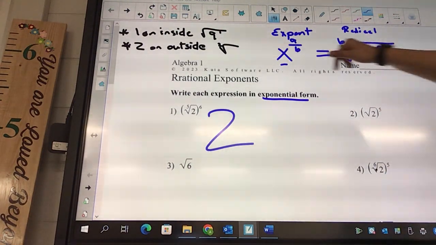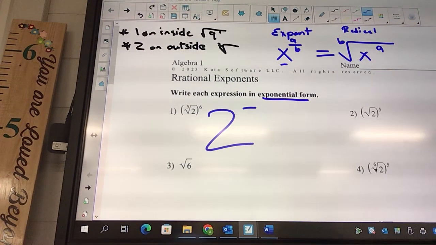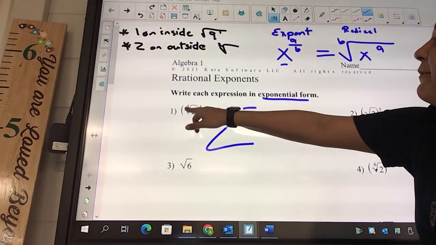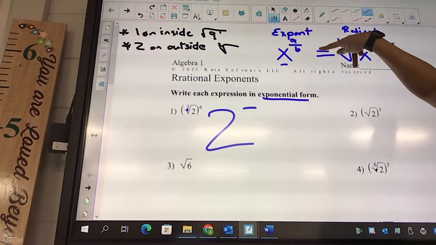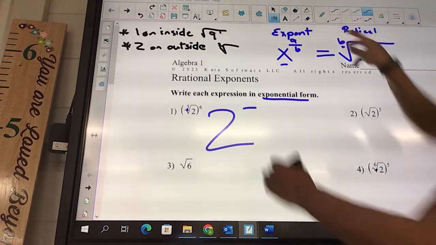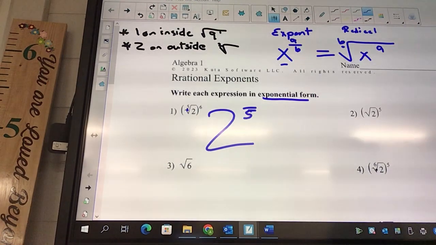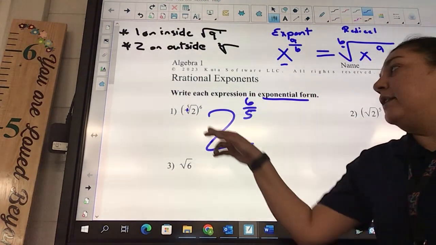Okay, and obviously we need a fraction. What number is going to go on the top? Okay, so 5 is on the outside. So where does that match up? On the top or the bottom? On the bottom. So you're going to have a 5 on the bottom. So then obviously what's going to go on the top? 6. Okay, so we go, and this is on the inside.